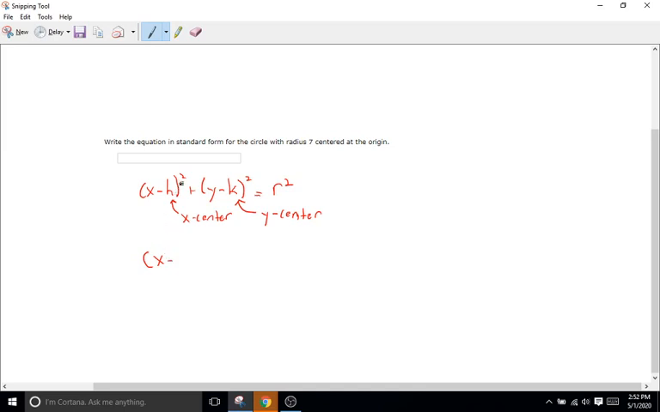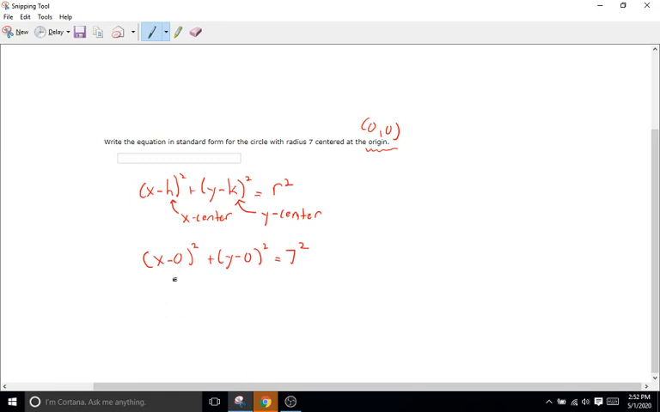Remember, h is the 0 of our center. So it's important to know what our center is, and it says that it is centered at the origin, and the origin is just 0, 0. Okay? So h is going to be 0, so h minus 0 squared plus y minus k, again, the y coordinate of the center is 0, so 0 squared equals r squared. So the radius is 7, so it'll be 7 squared. And now we'll just kind of simplify that down.